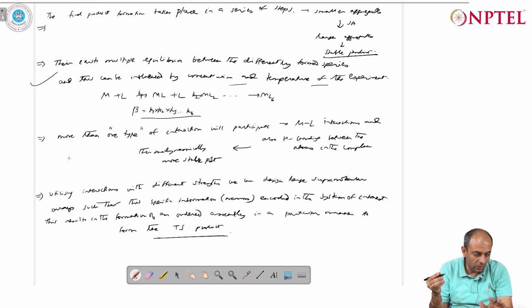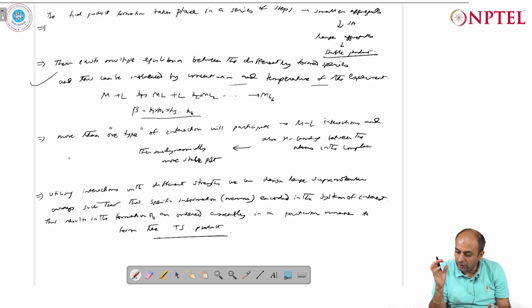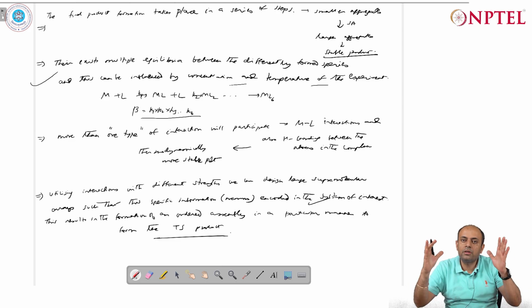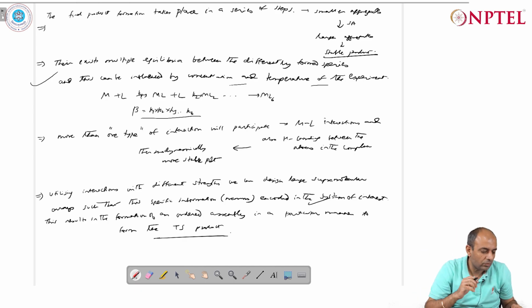And this is also referred to as the process of hierarchical self-assembly. Hierarchical means it is taking place in a specific manner, in a specific fashion, and this particular information about the specificity of the interaction strength is actually encoded in the system of interest, which overall now results in the formation of a highly ordered supramolecular array, resulting in the formation of a thermodynamically very stable product.